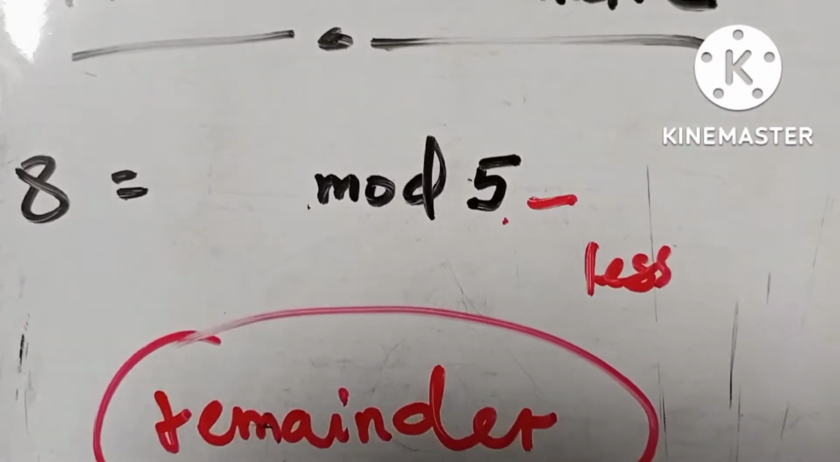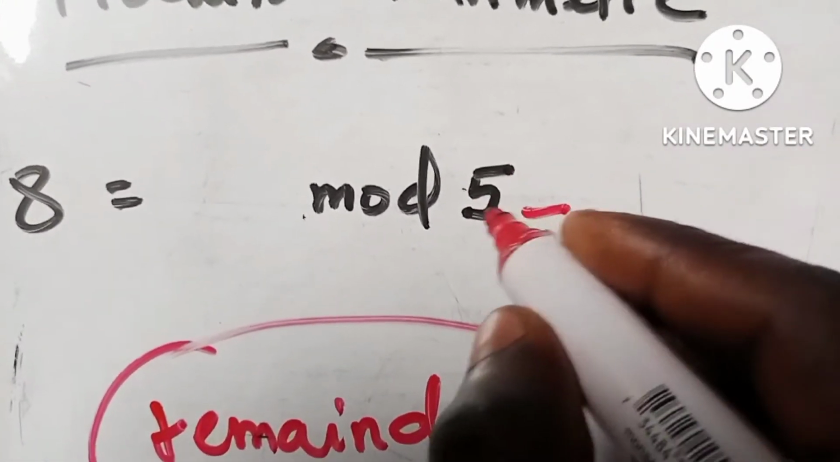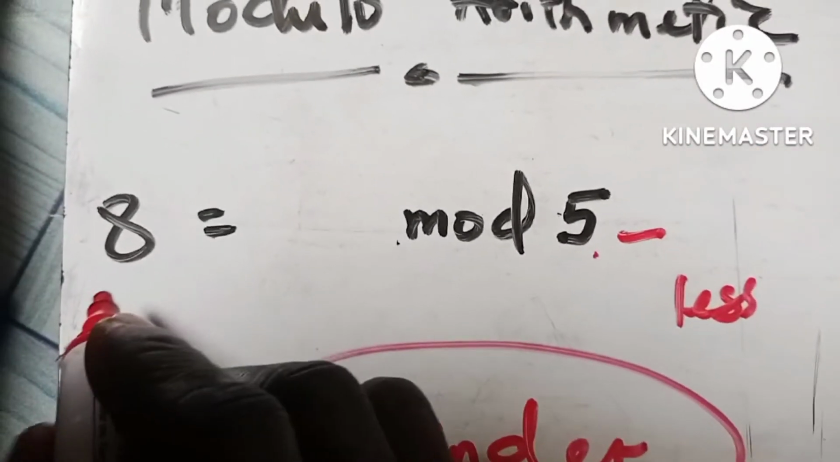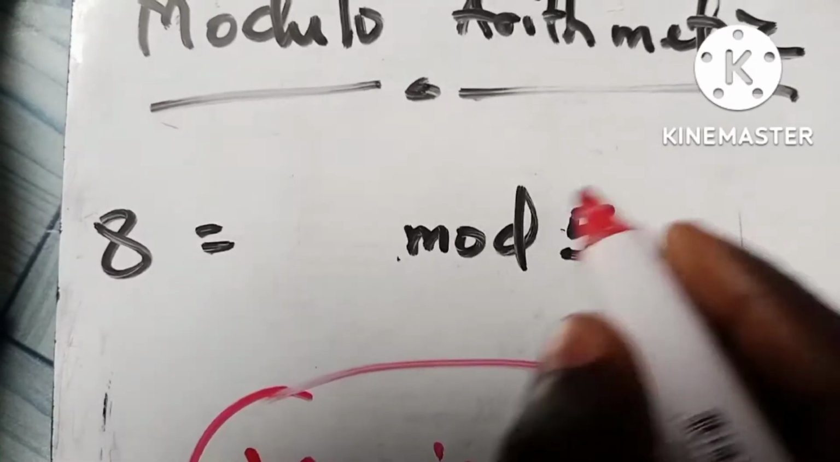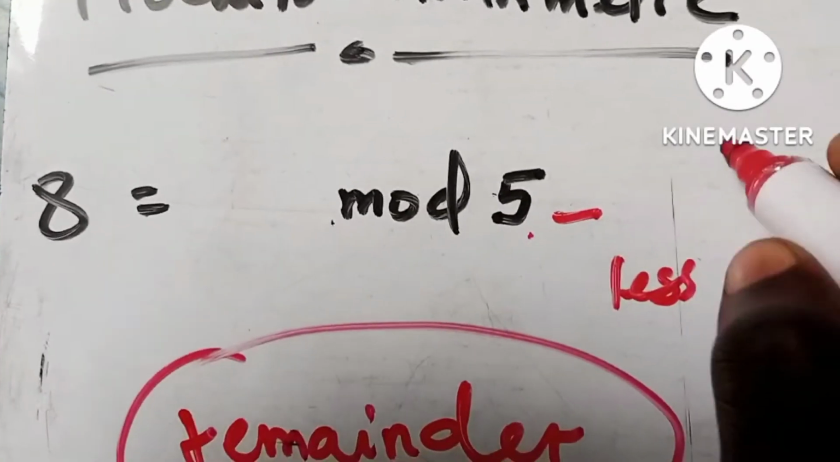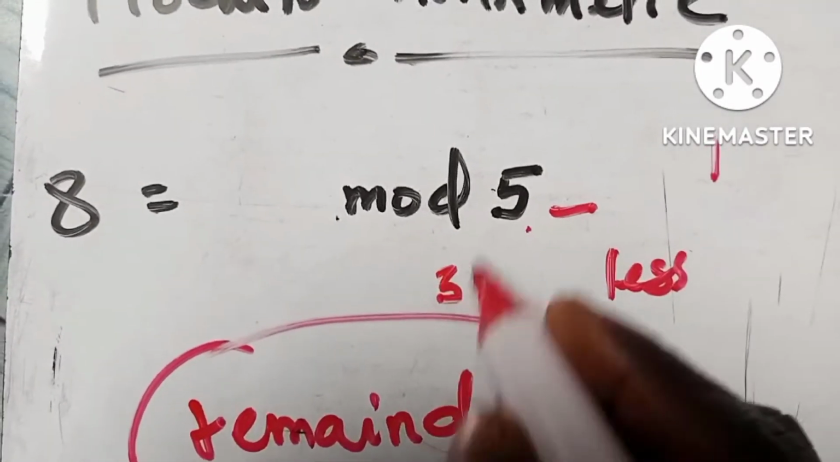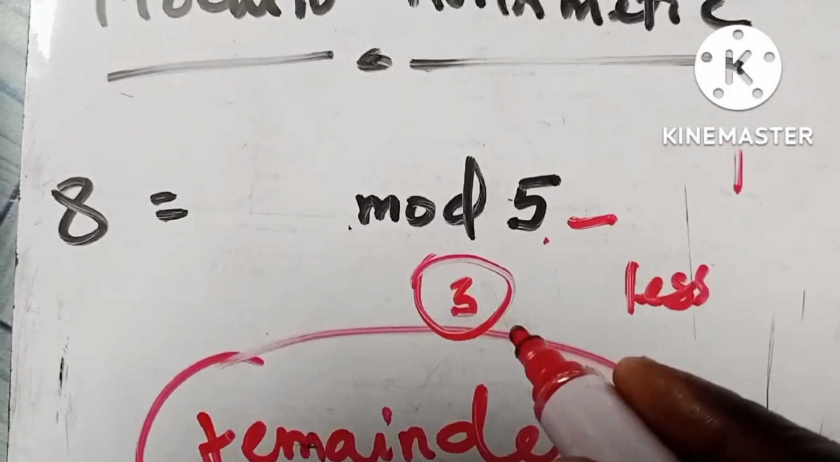So if your amount is not up to 5 cedis, you don't give it out. Let's say you are a cash man and you want to give something to the children. The only amount that you give is 5 cedis. Now your total amount is just 8 cedis. So how many 5 cedis can you give out? You only give out one 5 cedi, right? After giving out one 5 cedi, you are left with 3 cedis. So the remainder here is exactly what we are interested in.